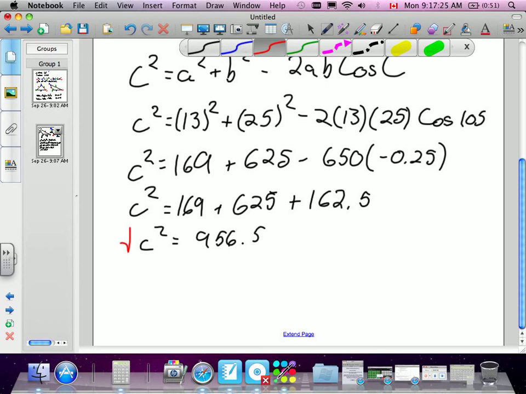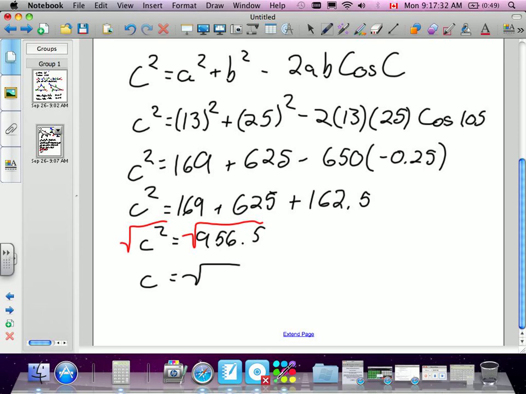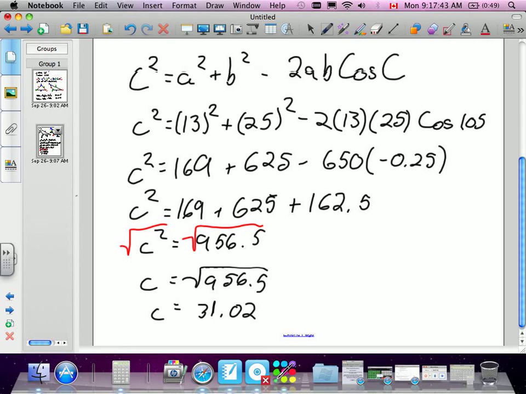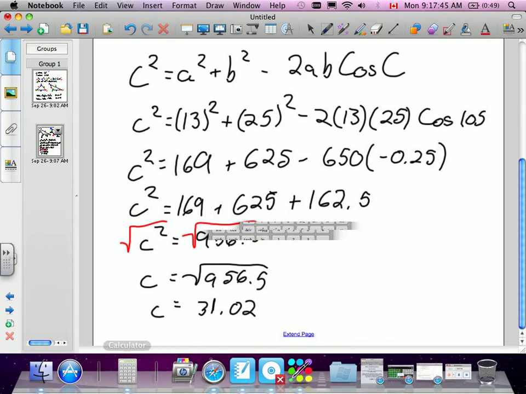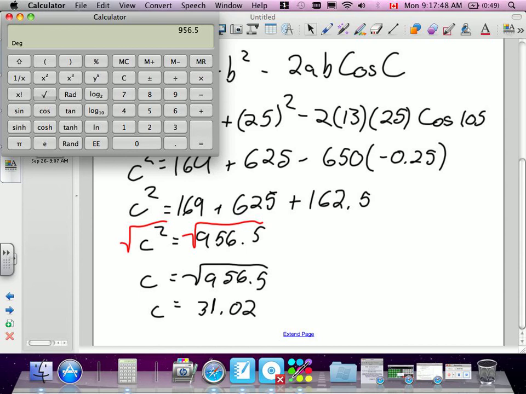56.5. And finally, to isolate for side C, we need to square root both sides because C is squared. So I'm going to end up with C is equal to the square root of 956.5, which is going to be roughly 31.02.